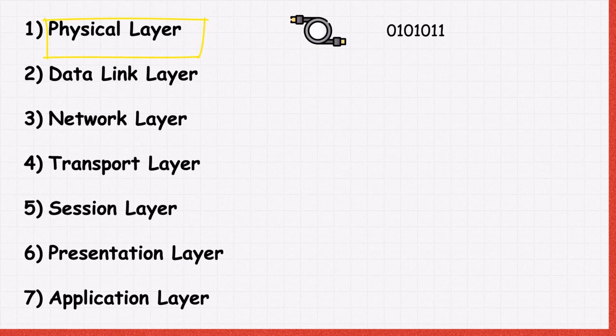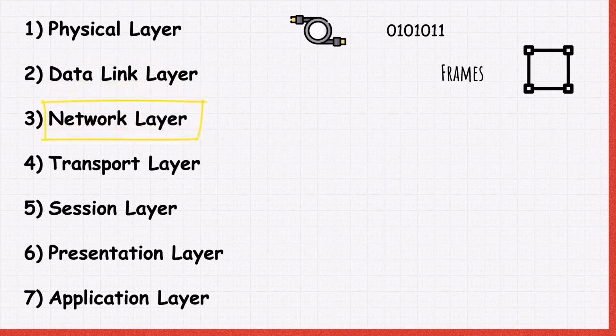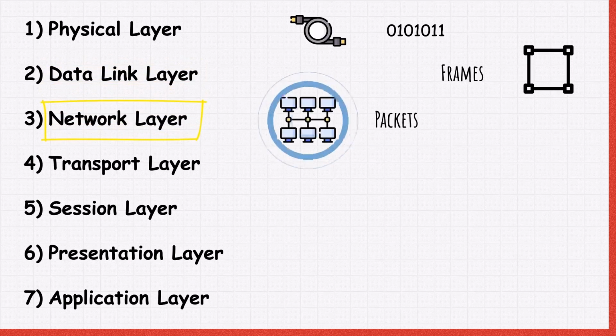Next one that we have is the data link layer. Now the data link layer is responsible for creating a reliable link between devices on a network. It deals with issues such as error detection and correction, as well as the organization of data into smaller packets. The data link layer takes packets from the layer above, which is the network layer, and breaks them into smaller pieces called frames.